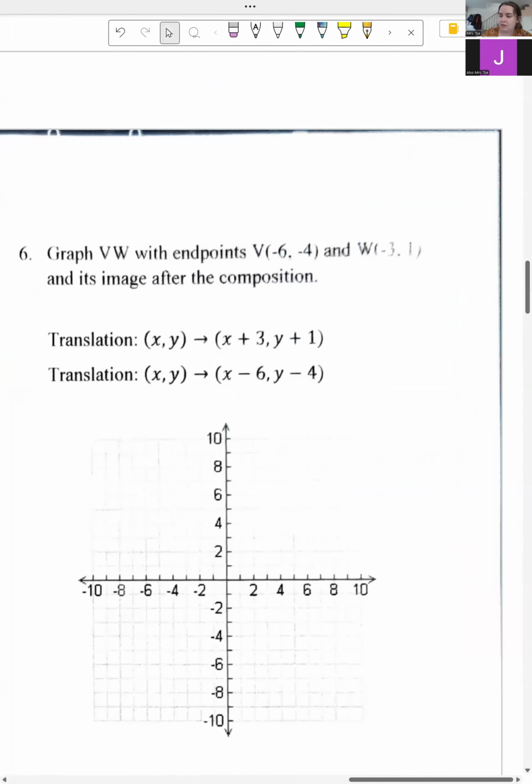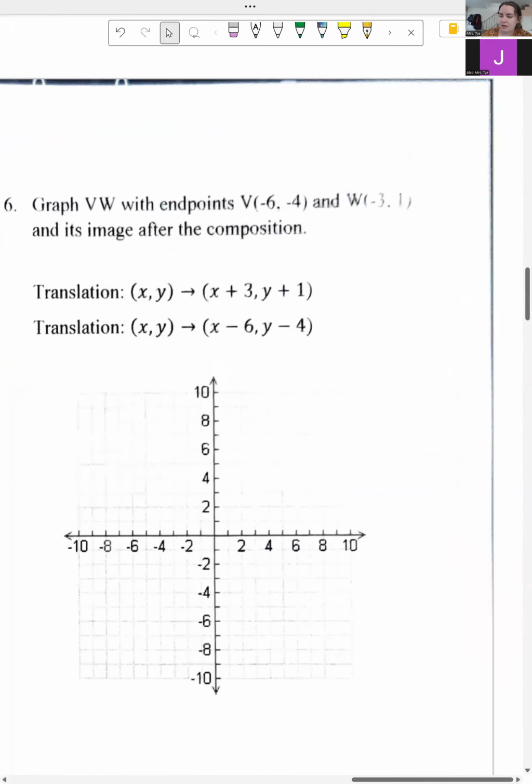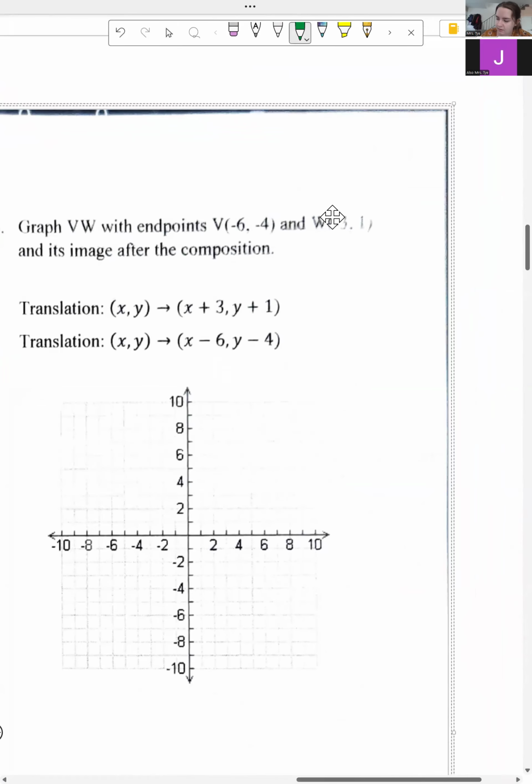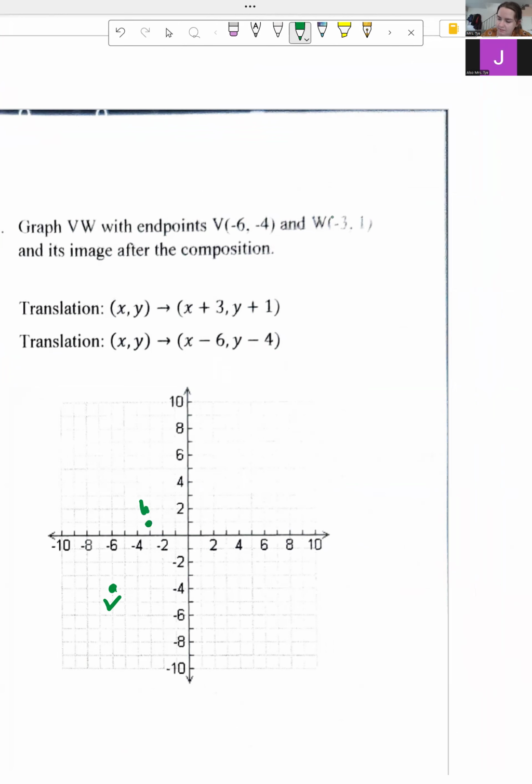Cool. Let's do this next one. So we have a point -6, -4. So we're going to graph it. -6, -4. Right there. We're going to call it V. And W is at -3, 1. Right there. And we'll connect. Gonna switch my colors.